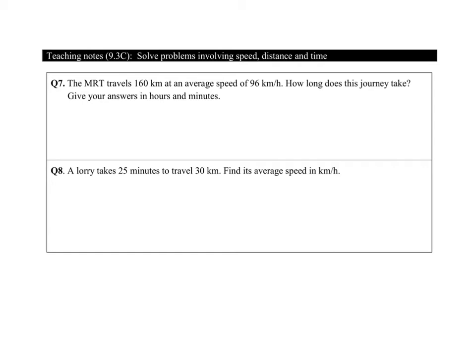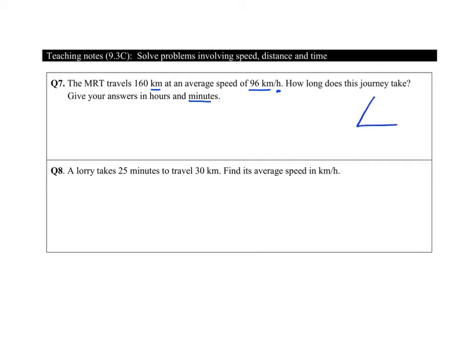Now we should start with slightly simpler questions. Okay, the MRT travels 160 kilometers at an average speed of 96 kilometers per hour. So we notice that the distance unit measurements are the same, but this one here, the time is in hours. Calculate how long this journey takes. Okay, give your answers in hours and minutes.